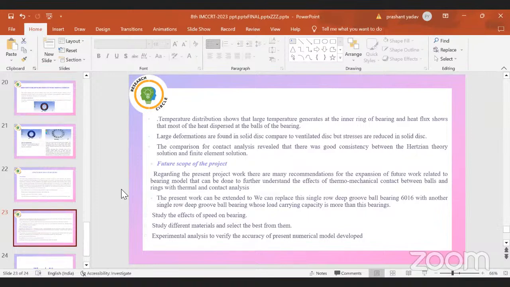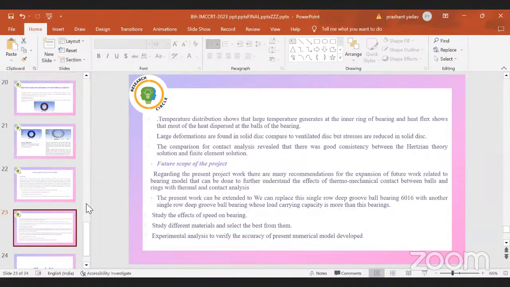Future scope of the project. Regarding the present project work, there are many recommendations for the expansion of future work related to bearing models, that can be done to further understand the effect of thermomechanical contact between balls and rings, and the thermal and contact analysis can be extended.